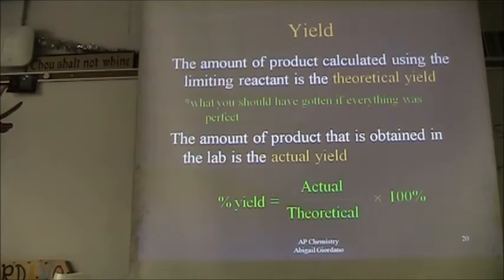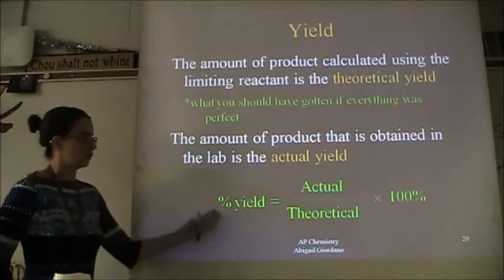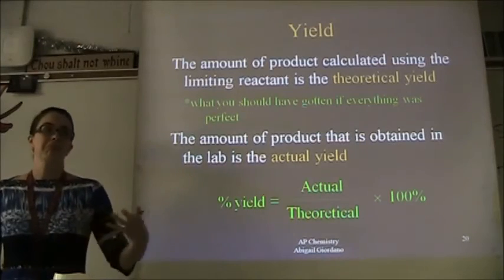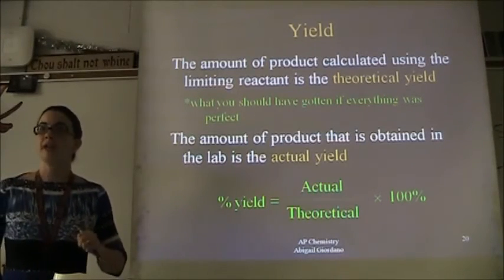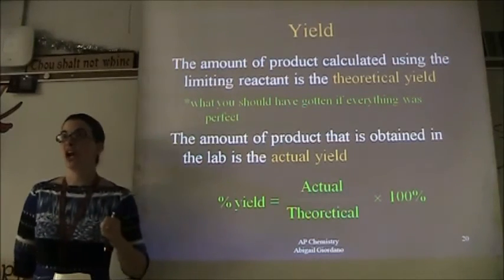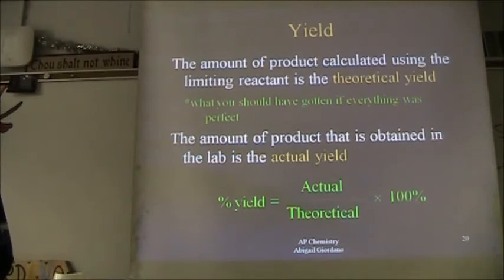And guys, just so you're aware, a percent yield is basically putting a number to how good a job you did in the lab. All right? On our next lab, I'm going to have you calculate a percent yield. If you get a percent yield of like 95%, I think you're doing a pretty good job. If you get a percent yield of like 34%, something went wrong.